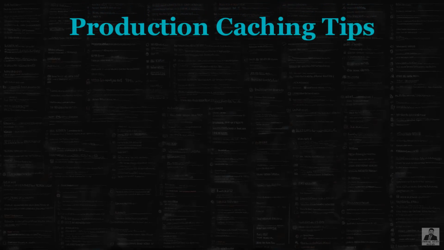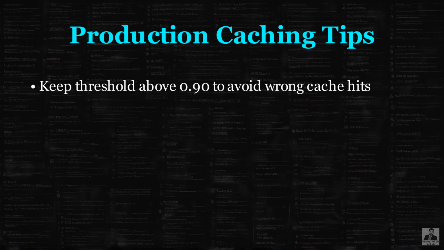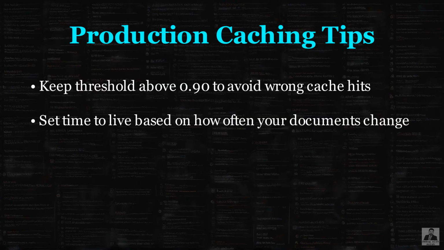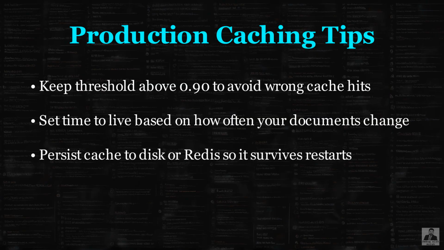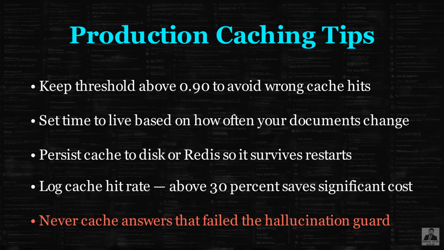A few production tips before we finish. Keep your similarity threshold above 0.9 to avoid wrong cache hits. A match at 0.85 might feel similar but could be a meaningfully different question. Set your time to live based on how frequently your source documents change. If documents update daily, set it to 12 hours. Persist the cache to disk or Redis so it survives server restarts. And always log your cache hit rate. Above 30% is where caching starts making a meaningful difference to cost and latency.